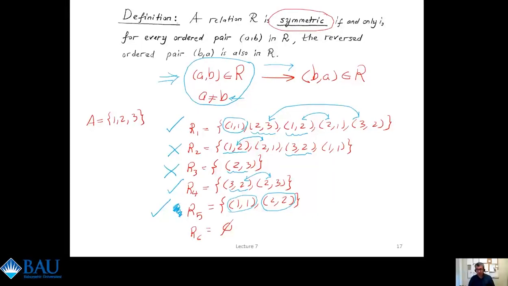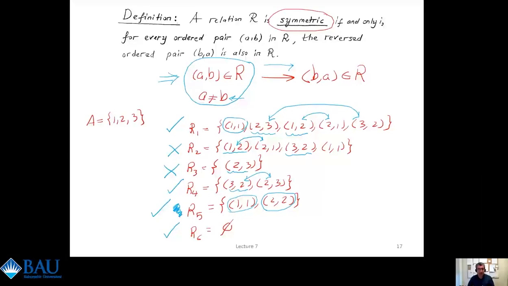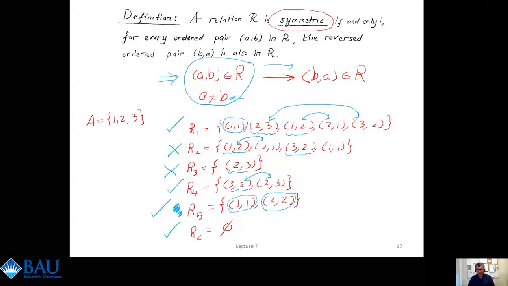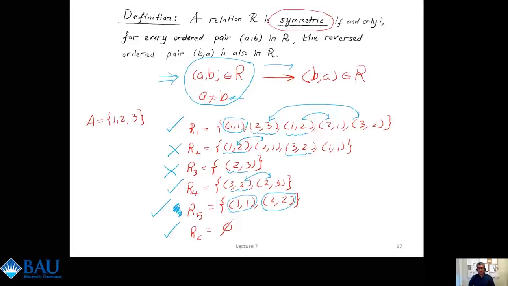That is symmetric. Look at the R6. Is R6 symmetric? Answer is yes, it's symmetric, because we do not have two different numbers A, B that exist while B, A does not exist in this kind of relation. So R5 is symmetric, and R6 also is symmetric.